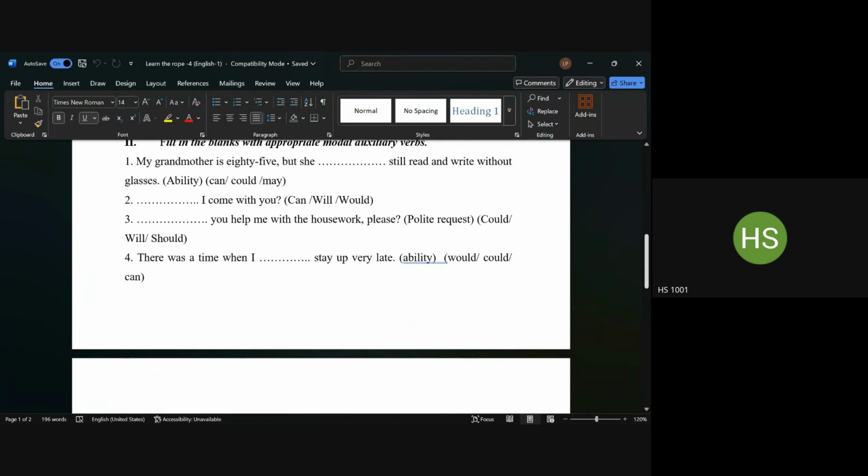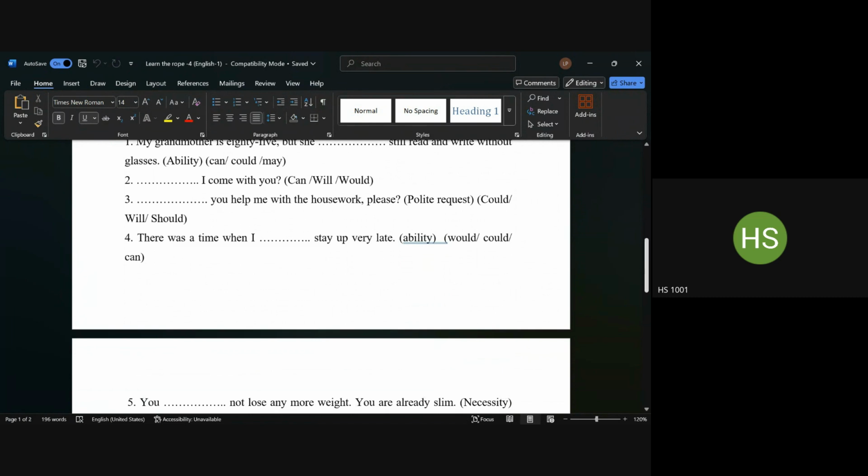Okay. Third one: Dash you help me with the housework, please. Polite request: could, will, should. Polite request, this is. And could. Could, right? Among the three, "could" is the one which is both accurate as well as fits the hint given. Could you help me with the housework, please?